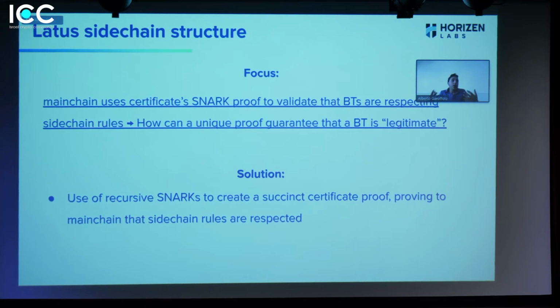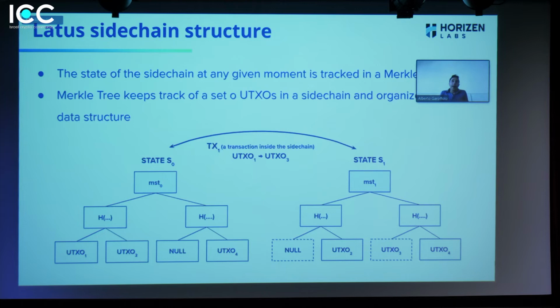Okay, on the sidechain side, we can use recursive SNARKs to create a succinct proof that proves to the main chain that all the sidechain rules were respected. And now we can see how it is possible. So, looking more in detail at the Latus sidechain structure, and this is one example because the main chain doesn't know anything about Latus, but the Latus model describes a way for proving the backward transfer in a decentralized way.